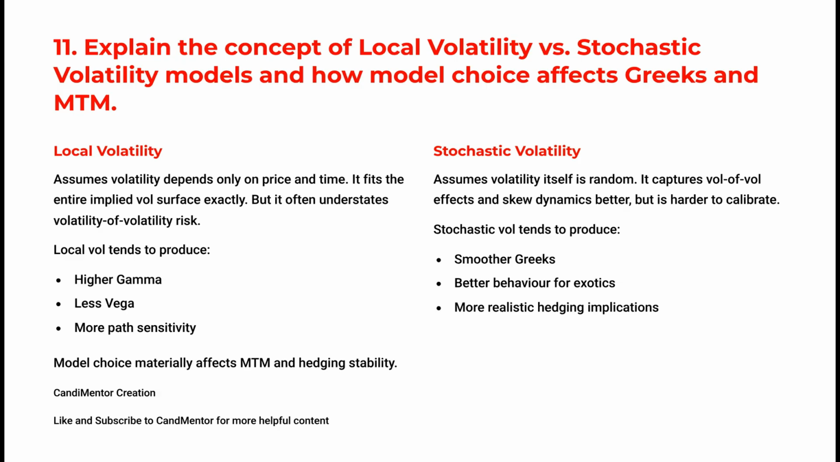Local vol tends to produce higher gamma, less Vega, more path sensitivity. Stochastic vol tends to produce smoother Greeks, better behavior for exotics, more realistic hedging implications. Model choice materially affects MTM and hedging stability.